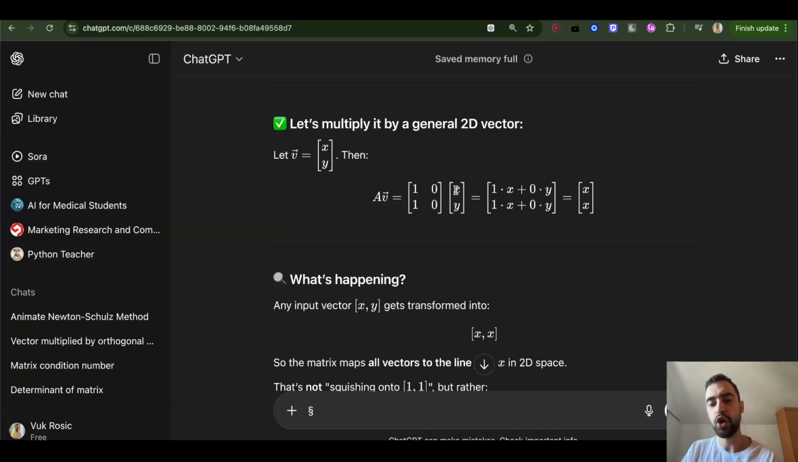You can know that this will happen just by looking at this matrix, where this row is the same as this row, or it's just a multiple of each other. So if this was 2, 0, then you would still lose y. Or if this was 1, 1, 2, 2, then you would still lose information because the second row is a multiple of the first row, so they are linearly dependent. So you would still lose information.